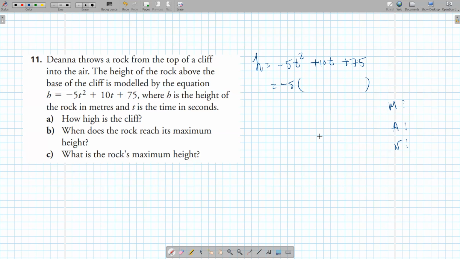T squared plus 2. So there's going to be 3 terms in the bracket, okay? The first one's going to be t squared. The next one, we're pulling minus 2t, and there's going to be one more. 75 over -5, that's 15. Minus 15. Yeah, there we go. Okay. So that's our expression, okay?